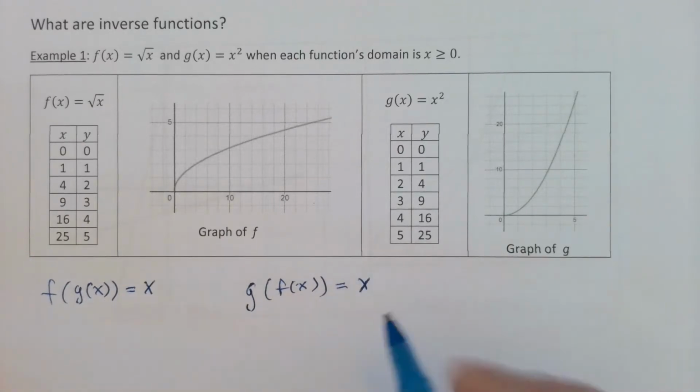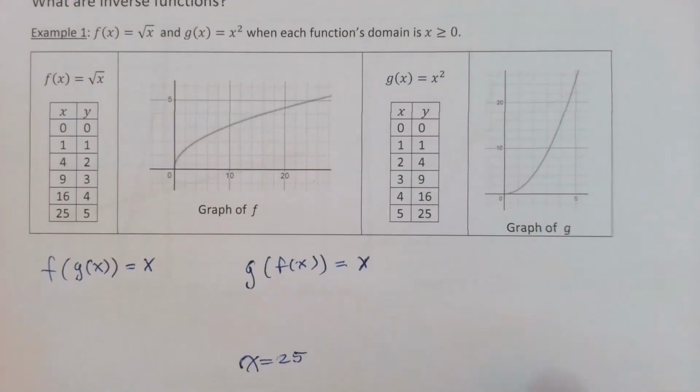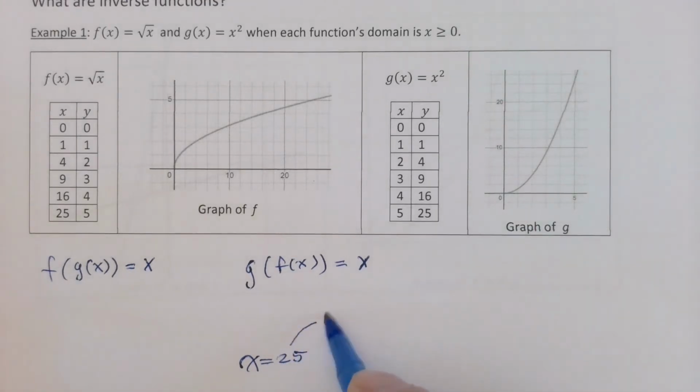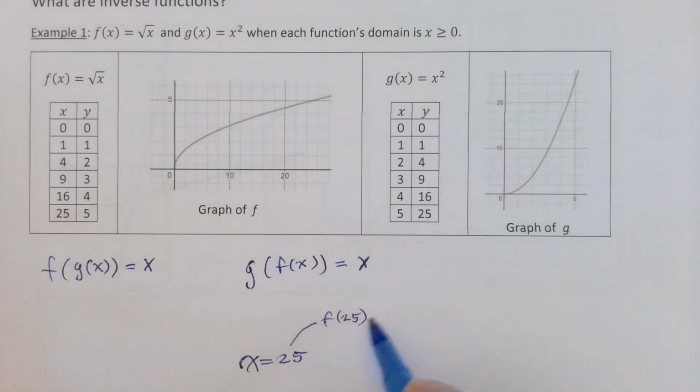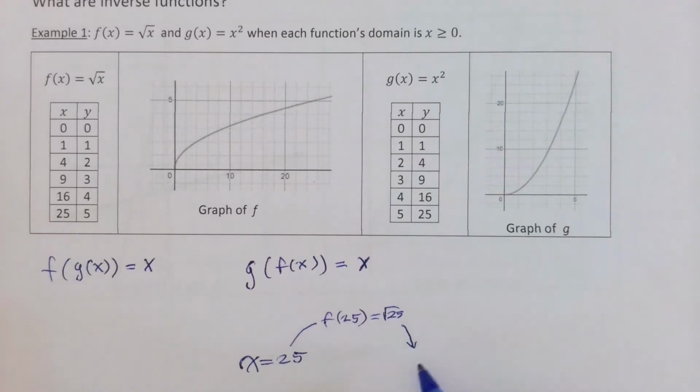So let's do the example I just talked about. And we'll do it from here. And we'll start with 25. So x equals 25. What does this interior function do to 25? The inside function goes first. Well, f of 25 is the square root of 25. And so that brings it down to a 5.